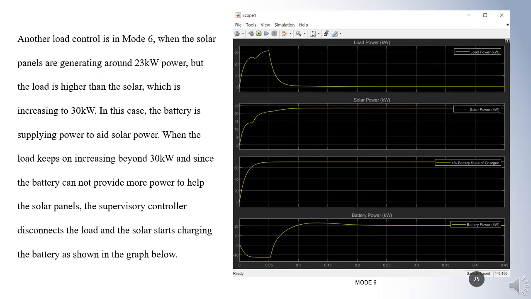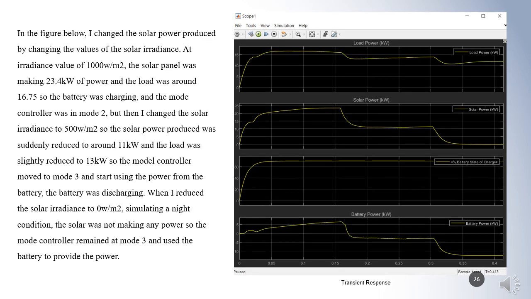This graph shows mode 6 of the system. It states that when the load is increasing, up till like 30 kilowatts, the solar panel and the battery power combined cannot provide the load power, and it keeps on increasing. Then the supervisory controller will turn off the load and isolate it, and the solar panel will only power the battery and recharge it. So that is mode 6.